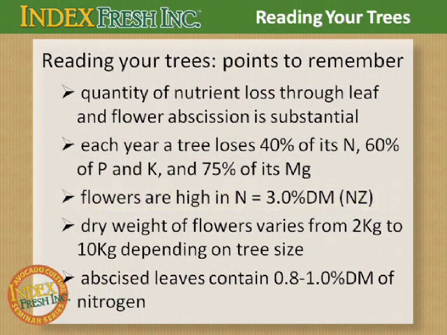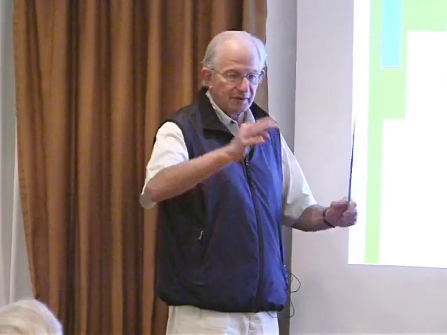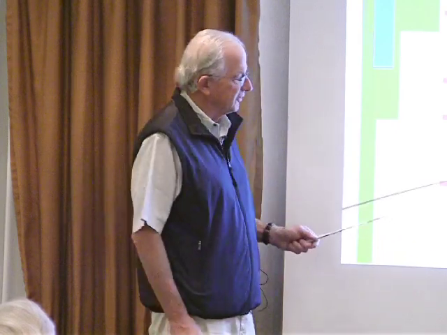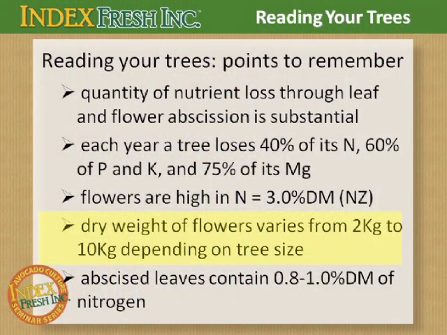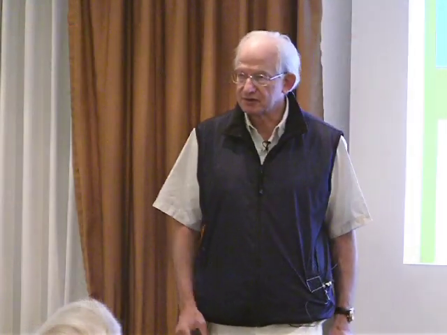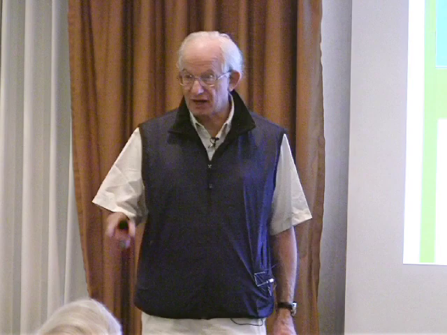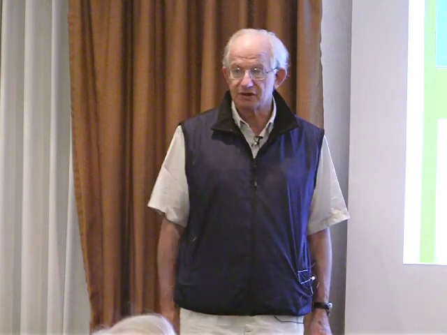But what that means is serious, because if you have a big tree, now we're not talking about trees that are fruit, but the big trees, and they are full of flowers, then what Cameron found was that dry weight of flowers could vary between 2 and 10 kilograms depending on tree size. That's dry weight. So let's say you have 6 kilograms of flowers and you have 3%. Then it means the flowers took 180 grams of nitrogen.